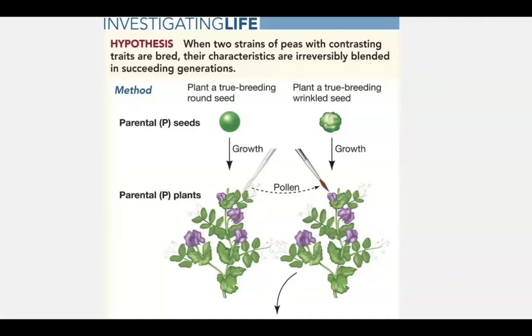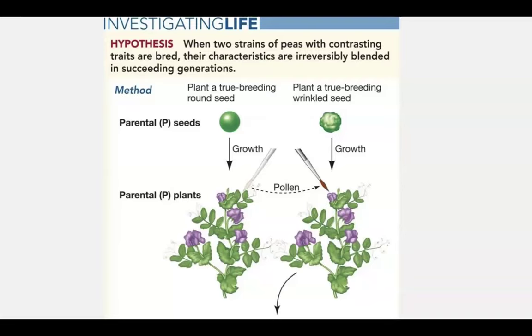So we're going to talk about Mendel's monohybrid cross. Mendel wanted to find out if two strains of peas that have different traits, in this case one of them is round, one of them is wrinkled, will their characteristics be blended in succeeding generations? You'll have a mixture of round or wrinkled.